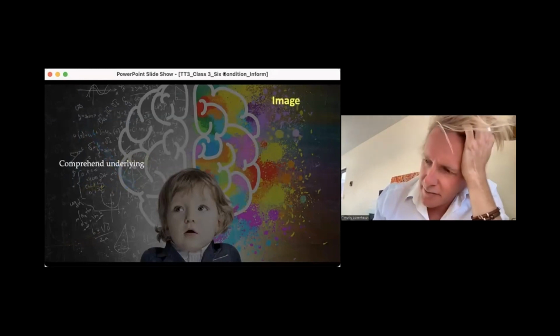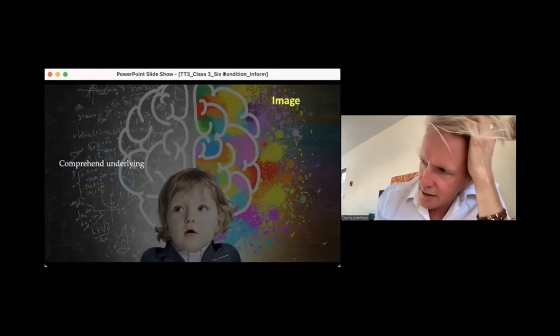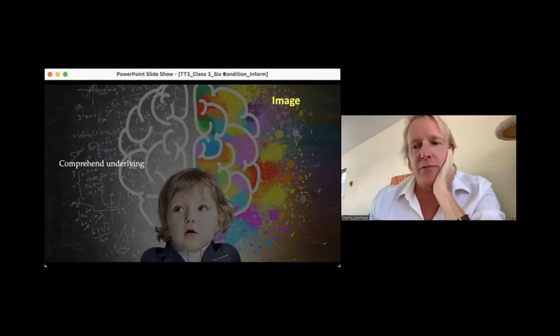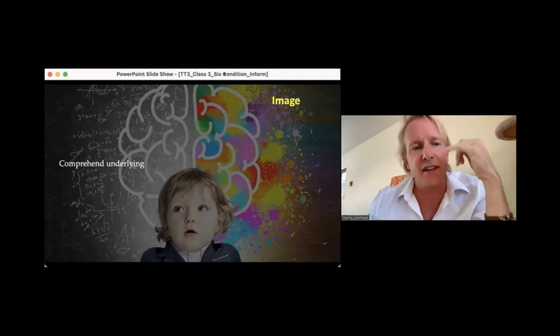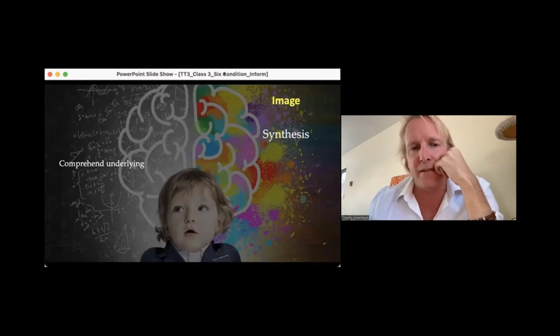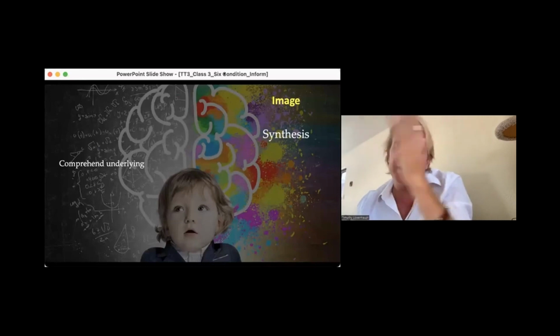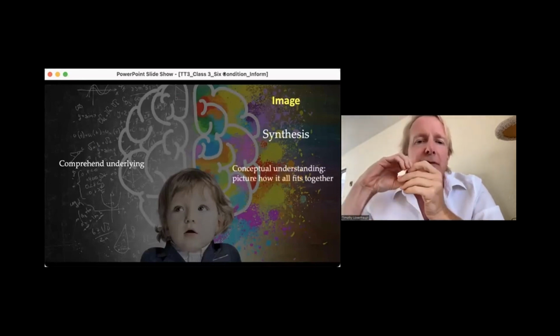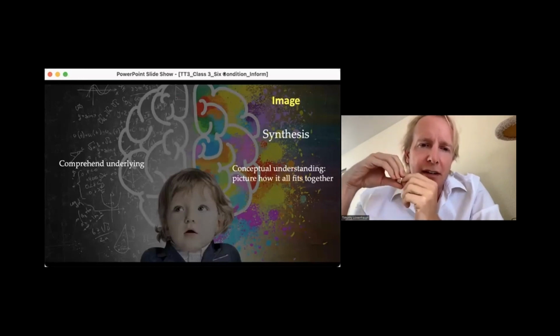Now, Suna made a little mistake in her presentation, is that the image is actually right-brained. And there's an error on this slide too. Don't worry about the left side. The image is about synthesis, okay? So we're gonna focus on the synthesis side in this class, okay? It's about conceptual understanding, a picture of how it all fits together.